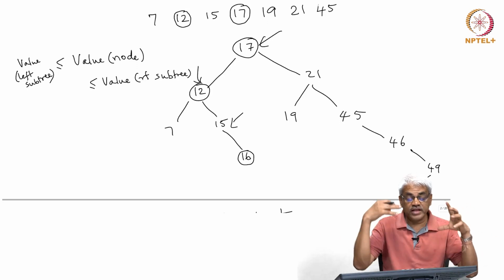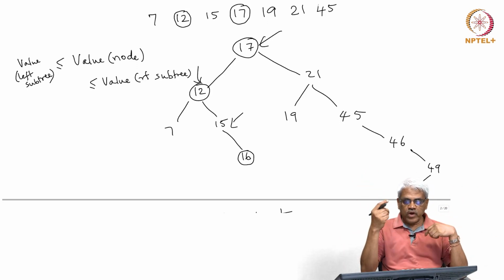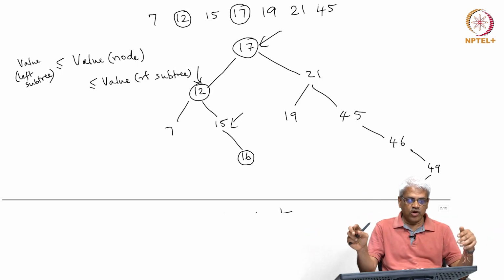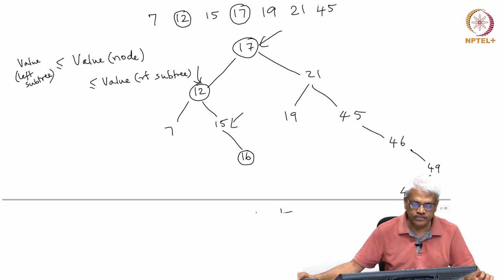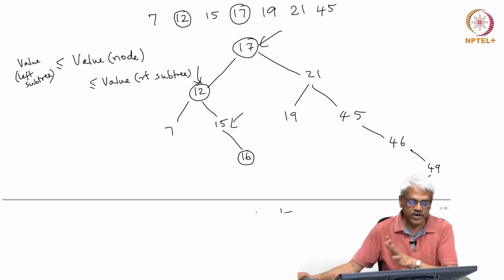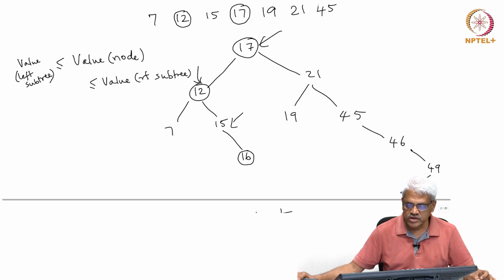This is sort of like the heap property we had, where value at a parent is greater than or equal to value at its children. We are not insisting on that, but we are insisting on the value at the node is less than or equal to value at its right subtree and greater than or equal to value at its left subtree.